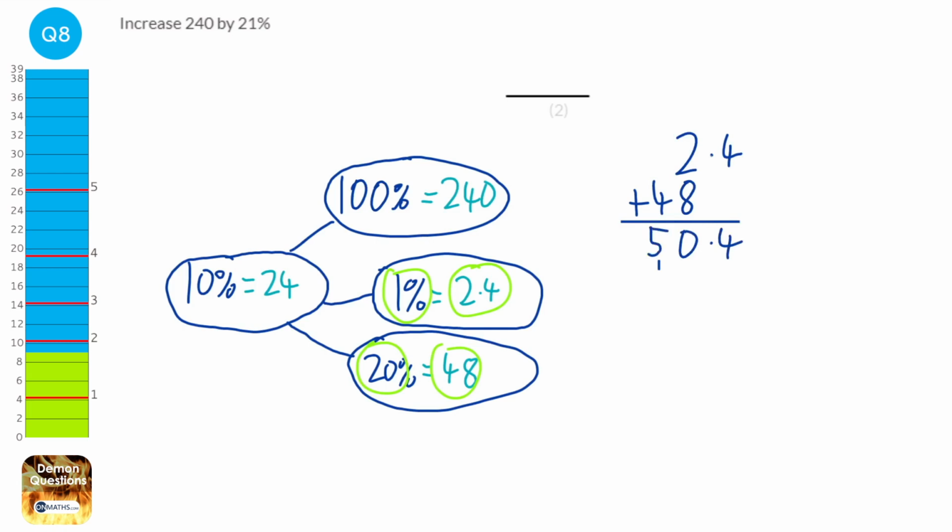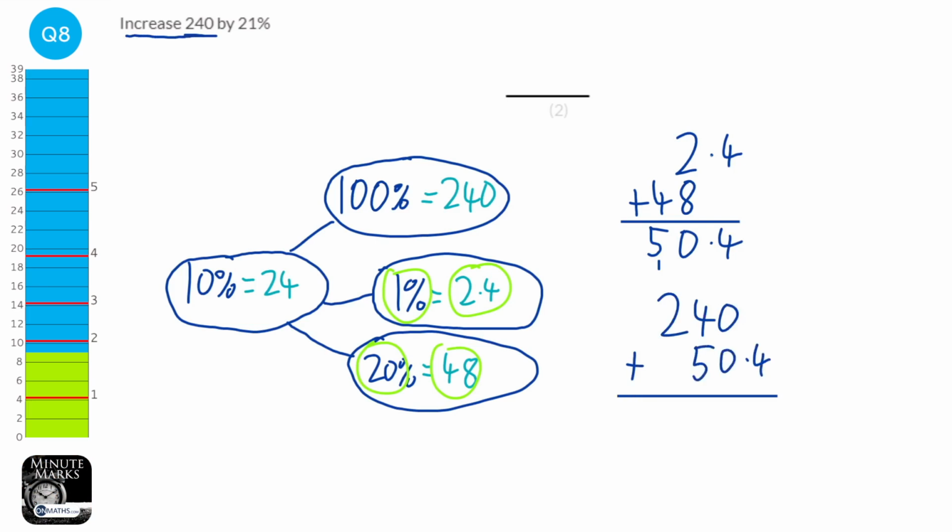So 50.4, but it says to increase 240 by that amount. So we need to get 240, we need to add the 50.4. Probably, again, don't need to show the working out for this, we can do this in our heads, but it's a bit easier to see what we're doing. So the answer would be 290.4.